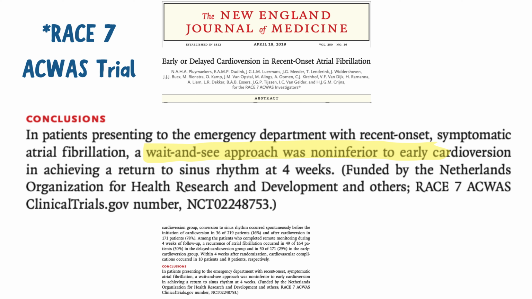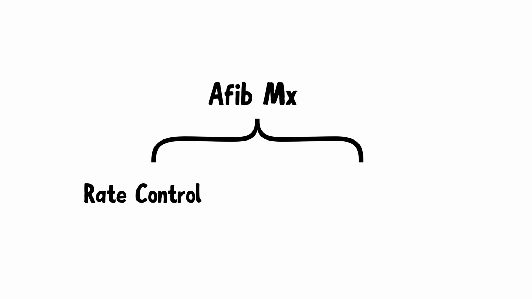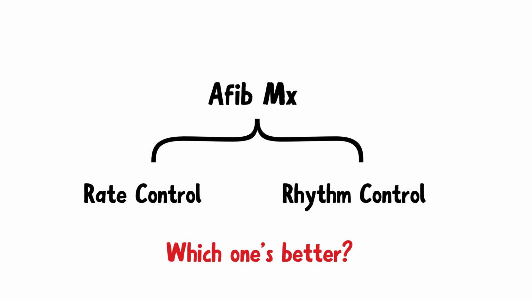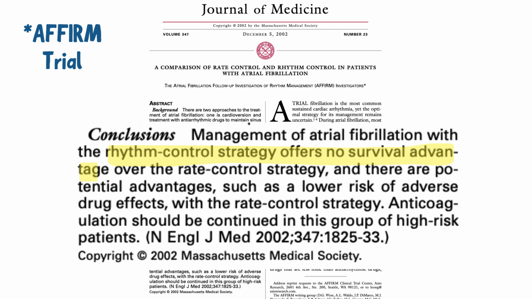So earlier we were talking about rate control. What exactly is rate control? When it comes to treating atrial fibrillation, we have two options. We can do rate control or rhythm control. Which one is better? Well, the AFFIRM trial showed that both rate and rhythm control are equally effective. However, rate control is associated with less side effects than rhythm control. This is why almost all the time we start patients on rate control agents instead of rhythm control agents.